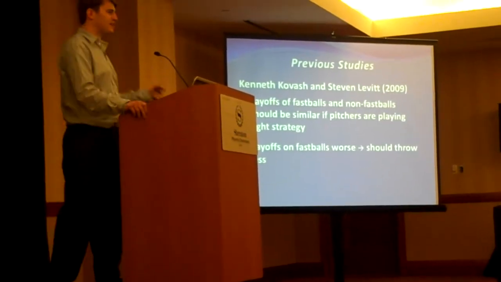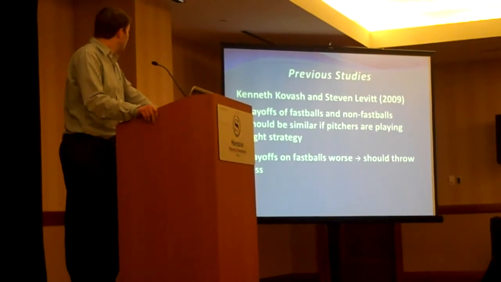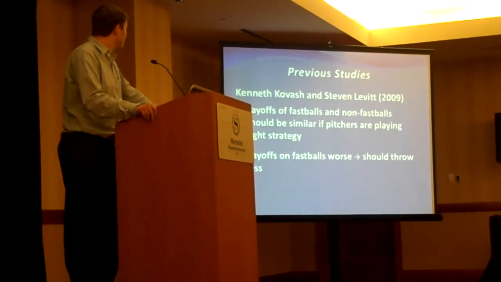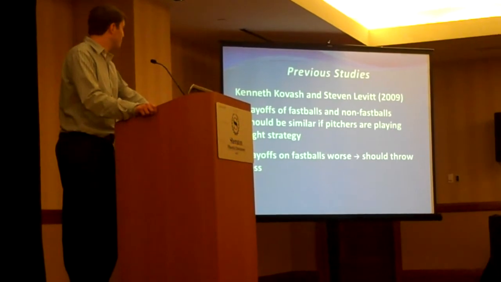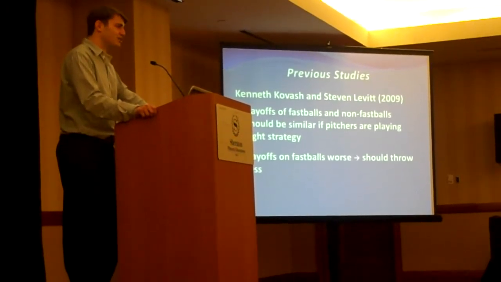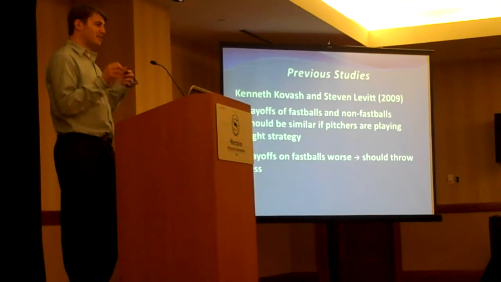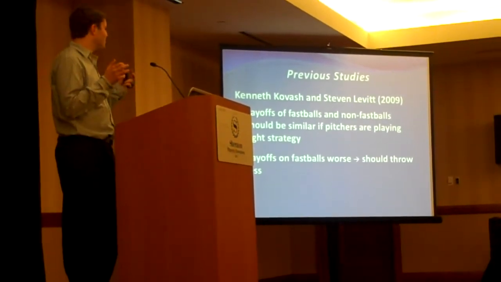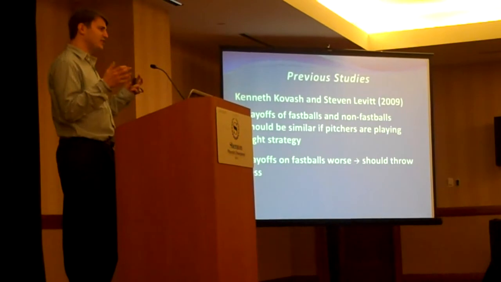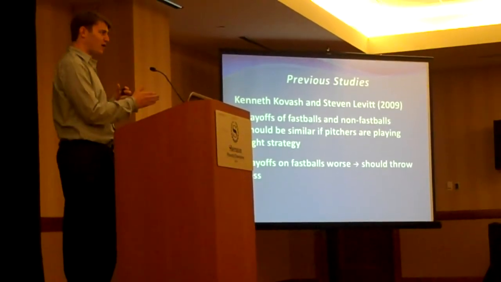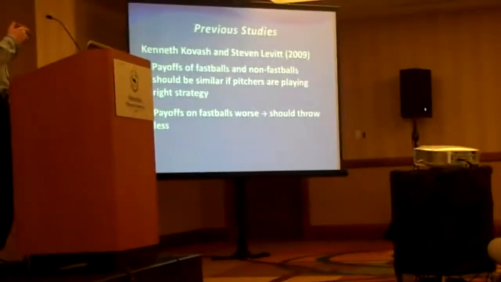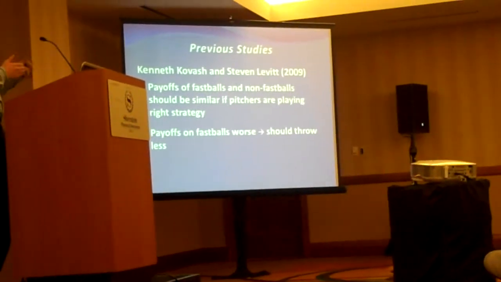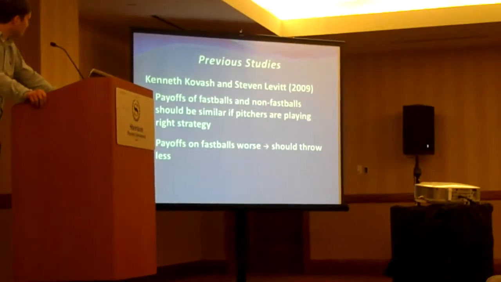There was another previous study that really helped me in thinking about this. It was by Kenneth Kovash and Steven Levitt, a couple of economists, who looked at the payoffs against fastballs and non-fastballs and reasoned correctly that they should be very similar if pitchers are playing the correct strategy. The idea being that if you control for count and all the other factors, and there's a situation where the pitcher can get a higher payoff by throwing a fastball or a non-fastball, they should just be throwing it all the time. Across all counts, they randomize. They throw some pitches sometimes, and other pitches at other times.